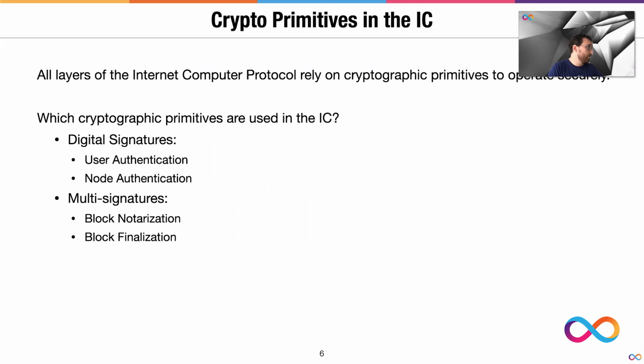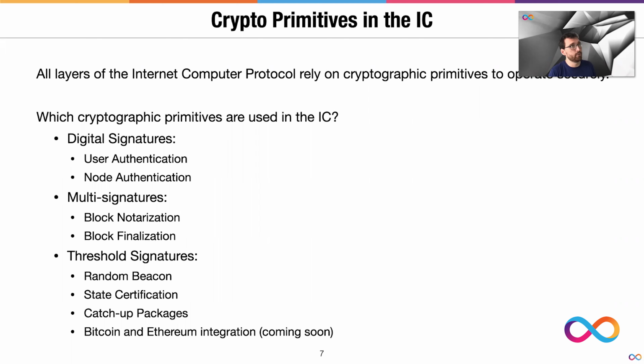And there is another kind of signature, which is actually very similar to multi-signature, which is called threshold signature. This is also very heavily used in the Internet Computer protocol. So threshold signature, again similar to multi-signature, involves multiple parties that collaborate to create a joint signature together. The main difference with multi-signature is that in order to realize such a signature, you need a minimum number of parties contributing to the signature itself. Otherwise, you will not be able to create such a signature.